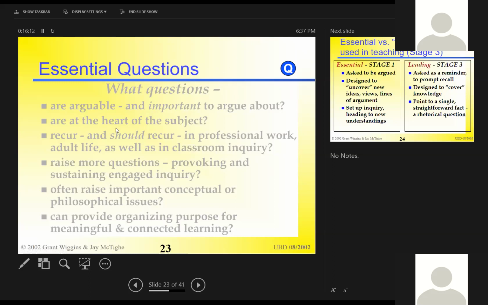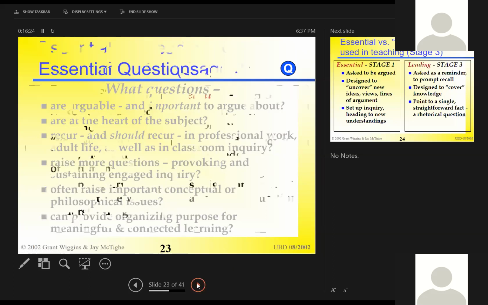Essential questions are questions that you can argue about, they're at the heart, they raise important conceptual or philosophical issues, but they're also a great organizing tool to really put together connected learning.